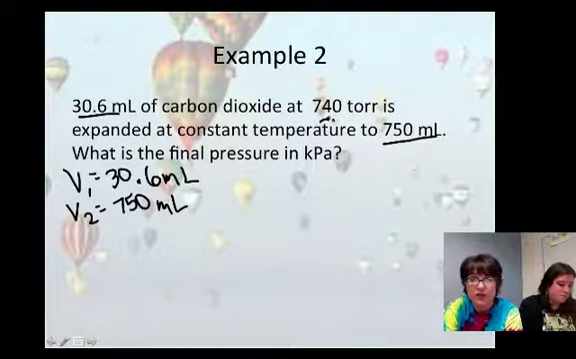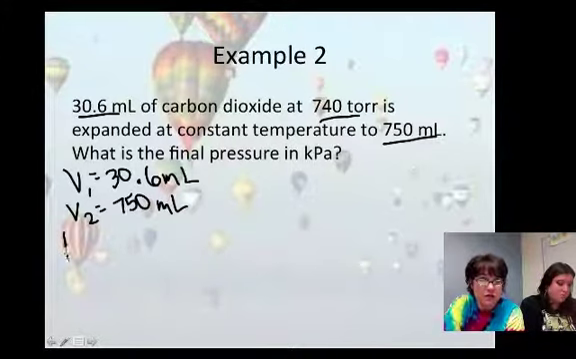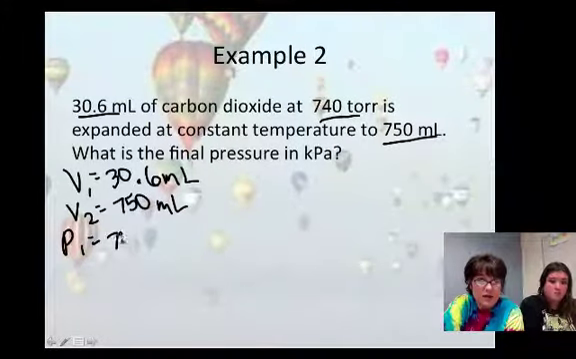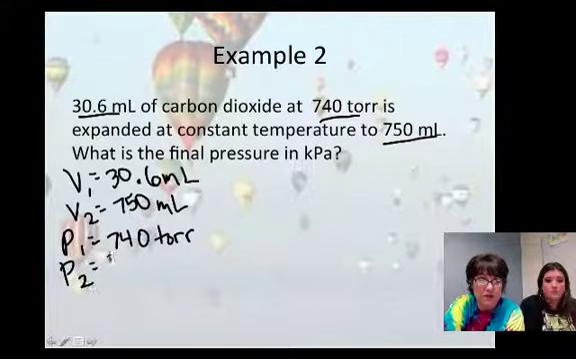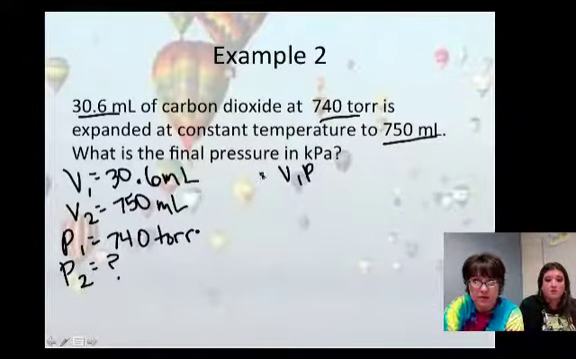And then my pressure is at 740 torr, so P1 equals 740. I'm going to call this P1 because it matches my V1. And then we're supposed to find the final pressure. We'll call that P2. And Boyle's Law, oops, we better say it the same way every time: P1 times V1 equals P2 times V2.